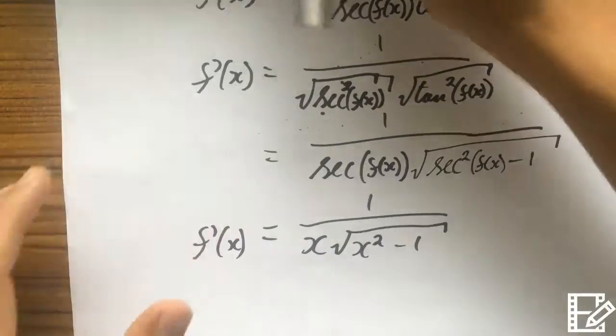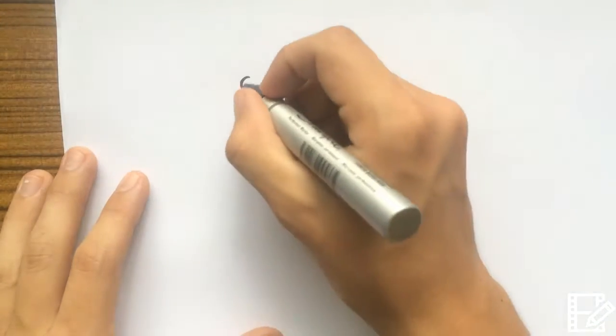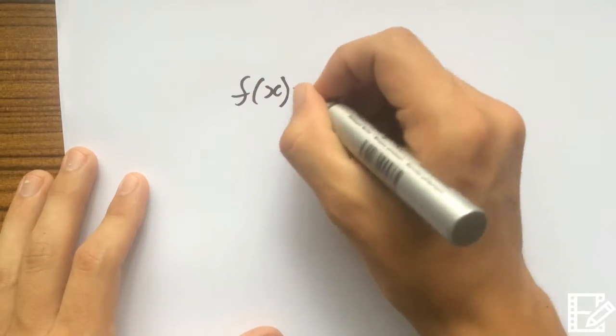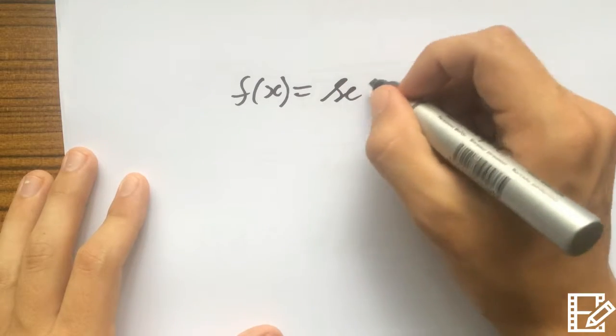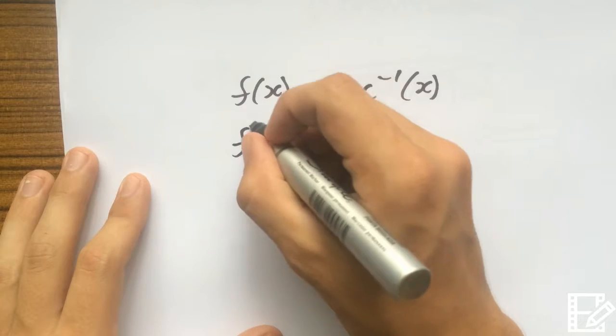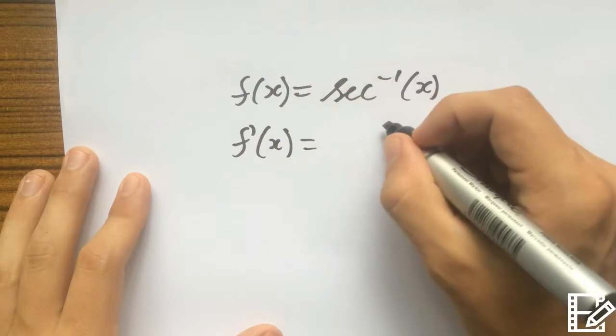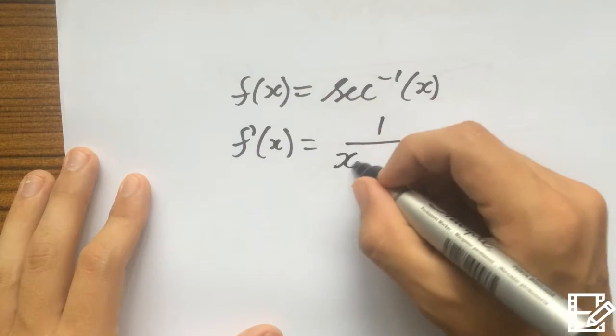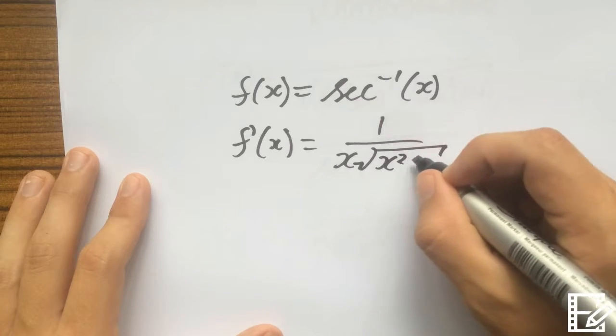Okay, I'm going to rewrite this, and it's going to look like the derivative. The function we started with was sec inverse x, and we finished with 1 over x square root of x squared minus 1.